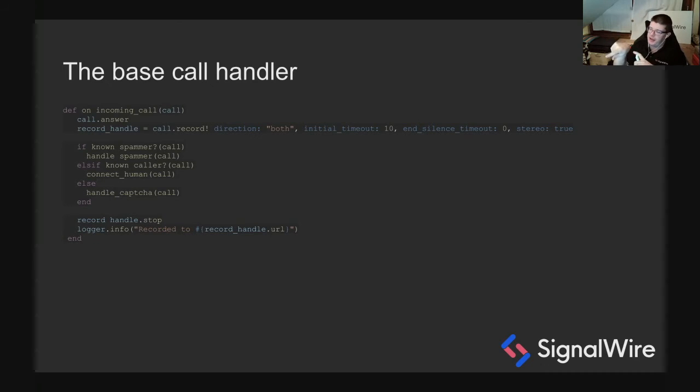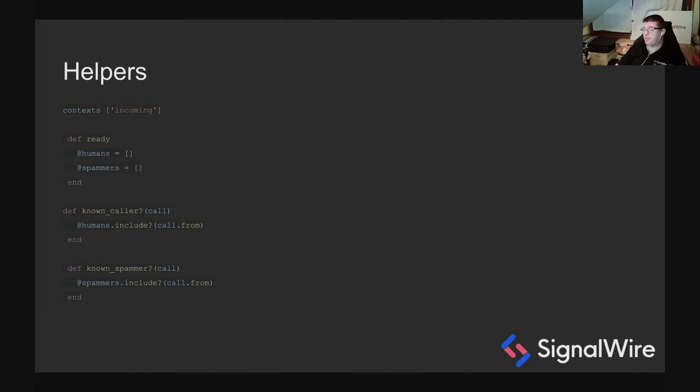When all of this is done, so we're forking out into the various methods, the call flow will ultimately come back here. And at that point, we'll stop the recording and we'll log the URL for the recording. Of course, in place of that logger.info, you probably want to do something like store that into a database, post it to your web service, whatever. Otherwise, you will have to recover it from the logs of the application, because the URL is showing there, but nowhere else.